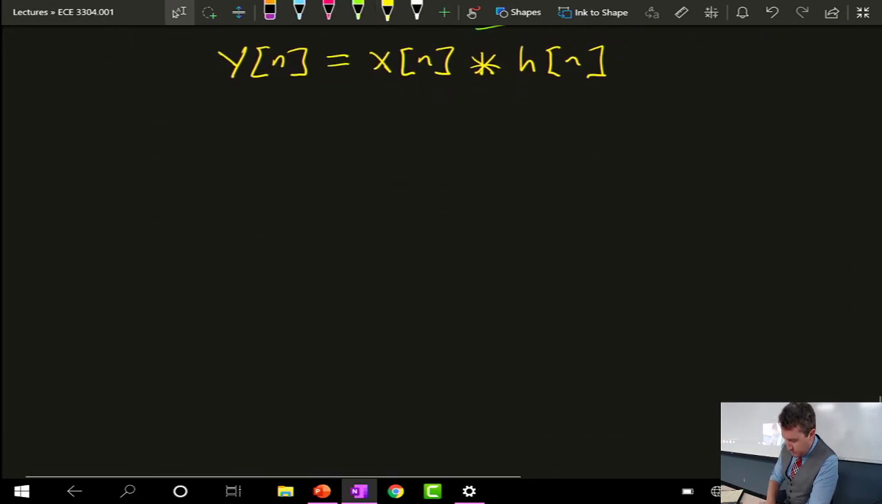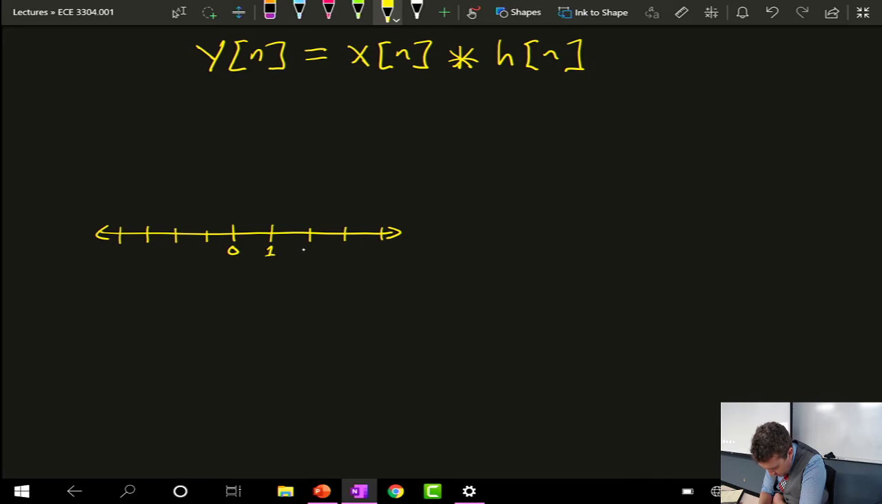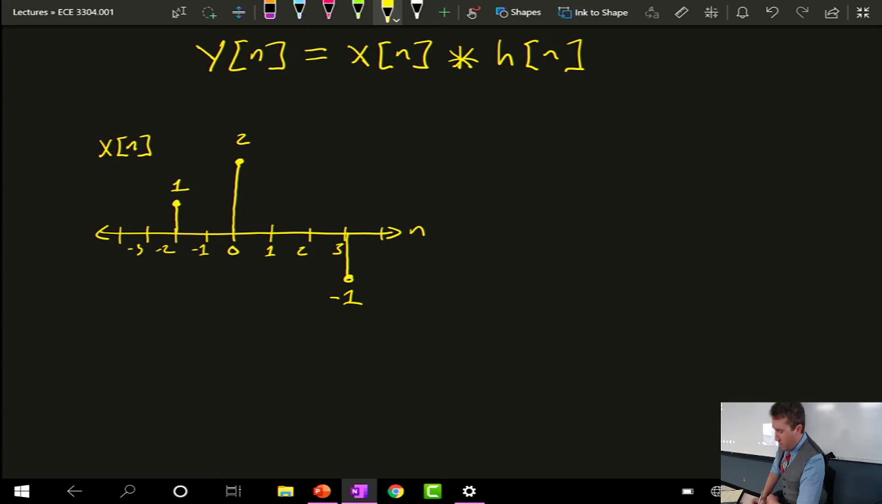All right, let's work one out. Let's say that we've got a sequence, so that's n, this is our x of n. And let's say that at -2, we have 1. At 0, we have 2. And at 3, we have -1, right? Just a couple samples. Really simple, arbitrary sequence.